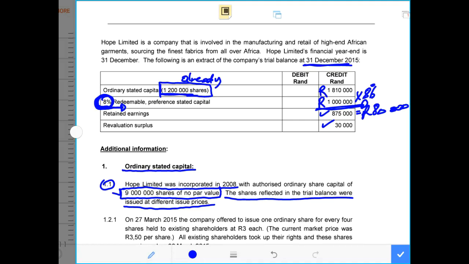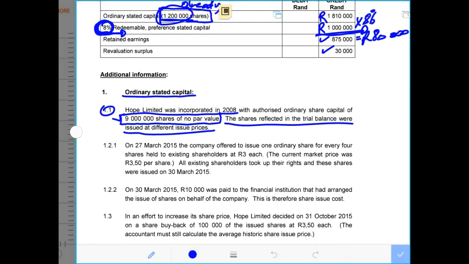So now we know that 1.2 million were shares that were already issued, and these shares were issued at different prices. That means we don't know the exact price of these shares in total, meaning when you want to know the price for these shares, we'll have to calculate what is called the average issue price. Then we'll do that later on as the question instructs us to do so.